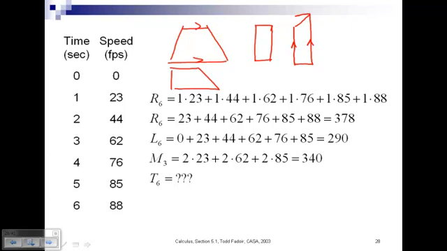Okay, last thing I got to bring up about trapezoids. The area of a trapezoid is equal to 1/2 height times (base 1 plus base 2).